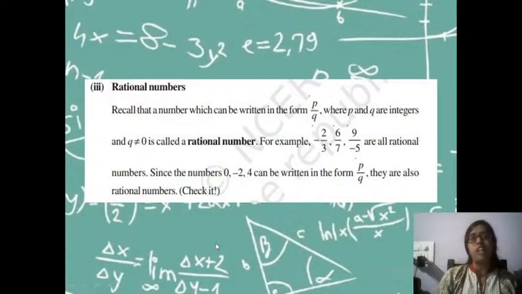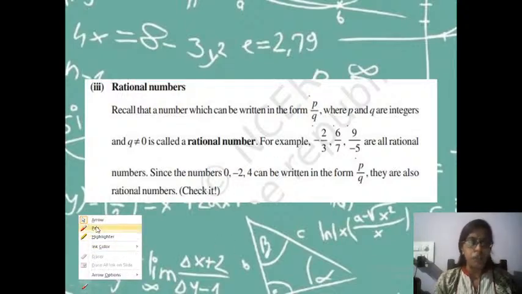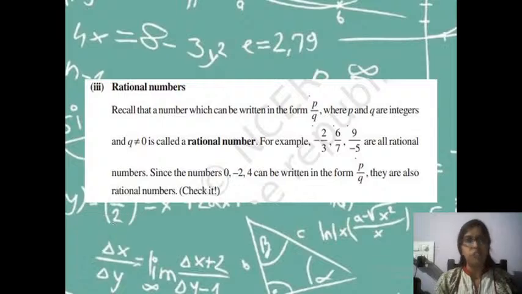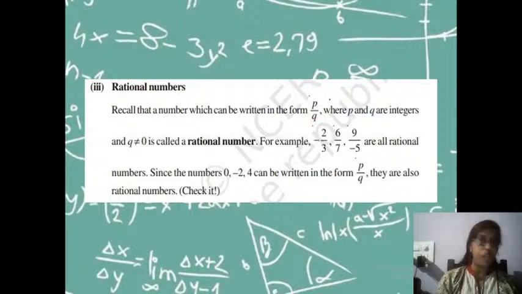Now let us move on to rational numbers, the main topic of this chapter. Let us recall the numbers which can be written, as I hope you learned last year in grade 7, about rational numbers. Let us recap one more time. As I told you, these are all the types of numbers here. Now coming to rational numbers, recall that a number which can be written in the form p by q.